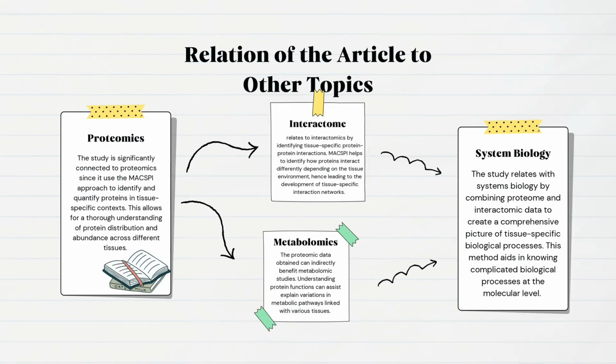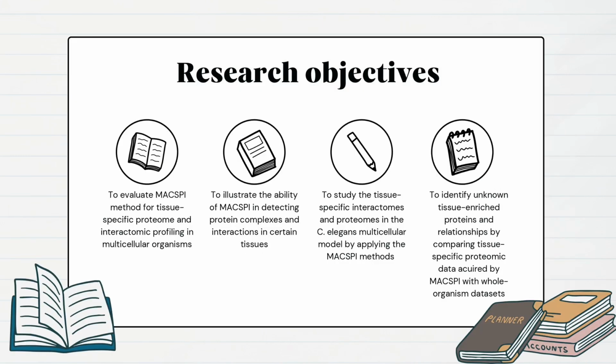The chosen article is related to the study of proteomics, since it used the MACSPI approach to identify and quantify proteins in a tissue-specific context. Other than that, the article is also related to interactomics by identifying tissue-specific protein-protein interactions, and the proteomic data obtained from this study can indirectly benefit metabolomic studies. And lastly, the study relates to systems biology by combining proteomic and interactomic data to create a comprehensive picture of tissue-specific biological processes.